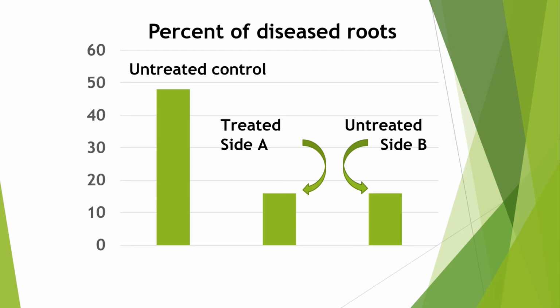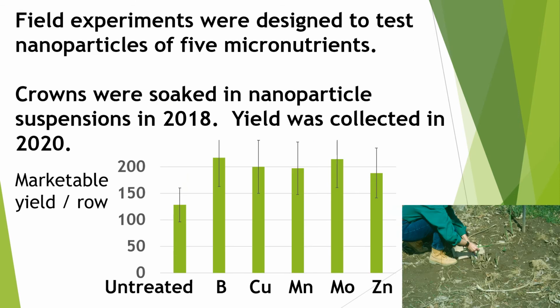But what was more surprising is that on the untreated side, we saw the same level of disease suppression. This suggests that the nanoparticles were not directly affecting the pathogen, but were actually altering the physiology of the plant, making it more resistant. This was very interesting.